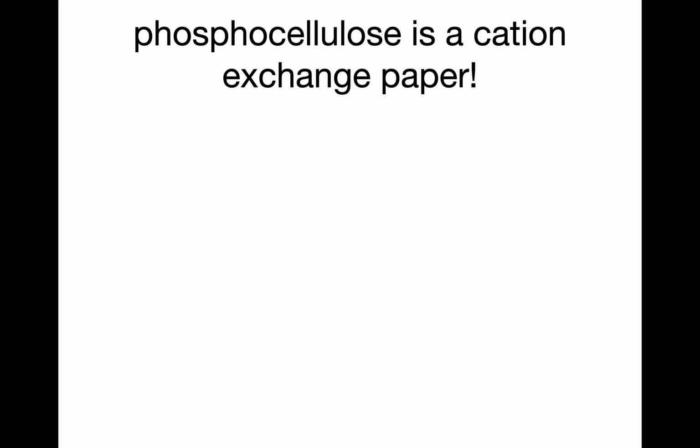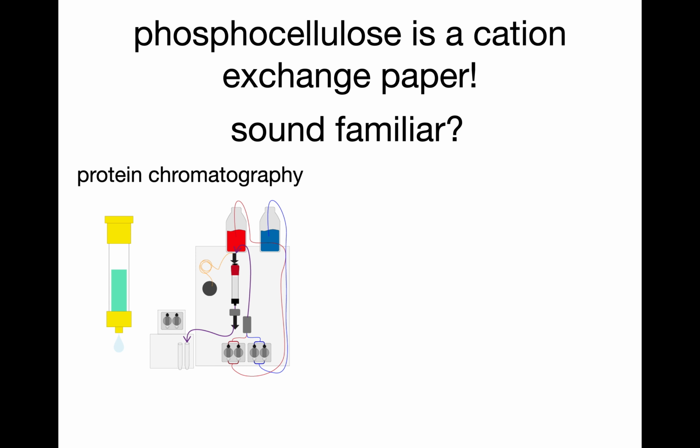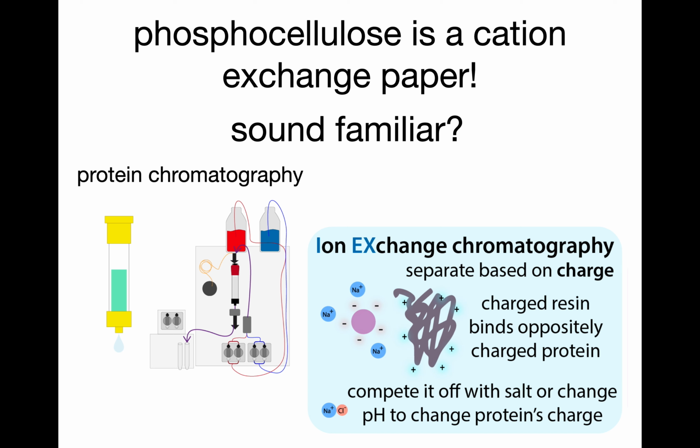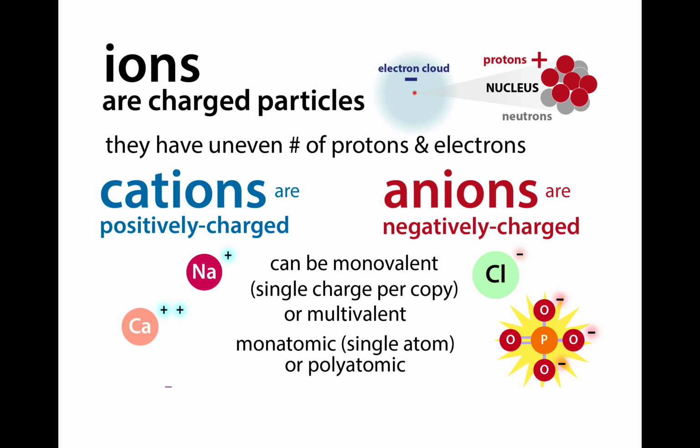And so this phosphocellulose is actually described as a cation exchange paper. This might sound familiar from when we talked about protein chromatography, where we use ion exchange chromatography. In chromatography, we use little columns filled with little beads called resin that have different properties. You flow solutions containing proteins through them, and the proteins interact differently with the resin based on the protein's properties and the resin's properties, so they come out at different points. With ion exchange chromatography, we have charged resin, the protein binds it based on charge, and then we can elute it off.